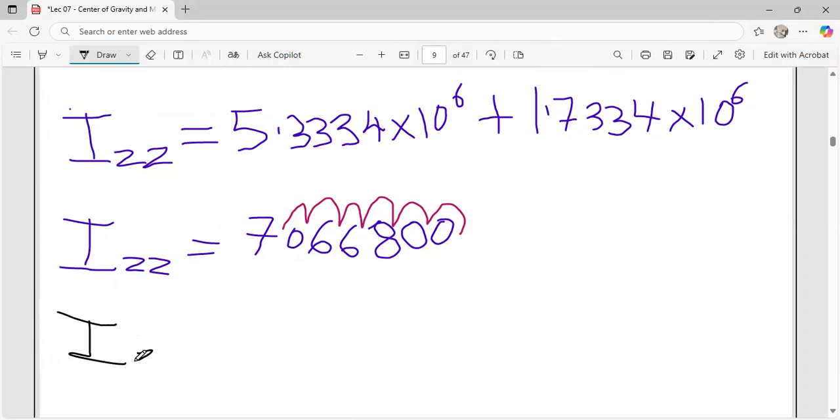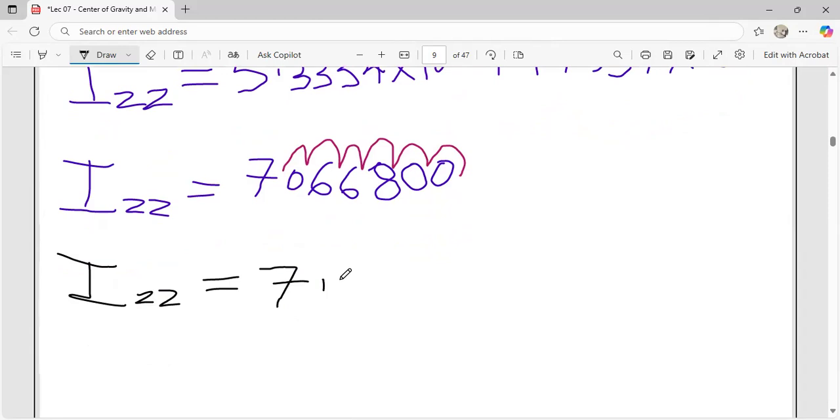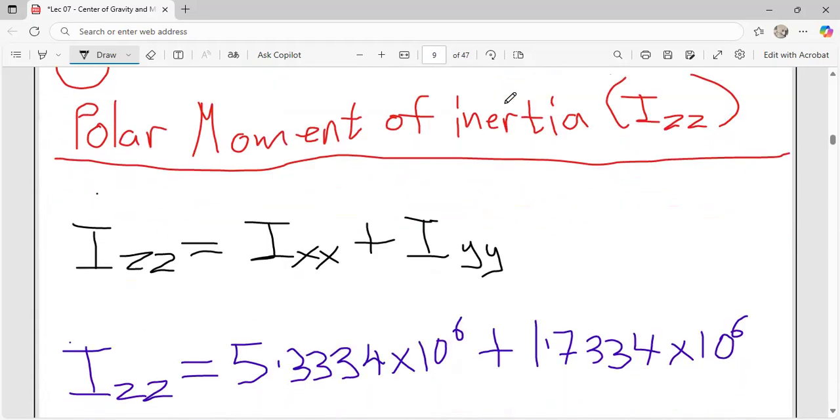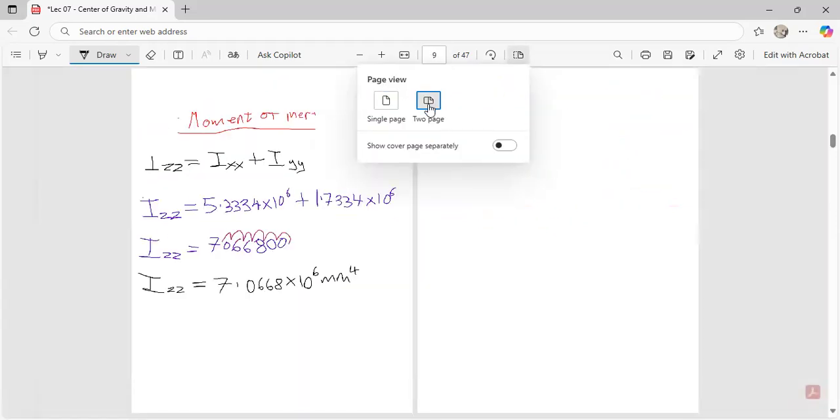Our polar moment of inertia. This is no more second moment of area. We are now on polar moment of inertia. 70.668 times 10 exponent 6. Okay. Exponent 4. So we are done with our polar moment of inertia.